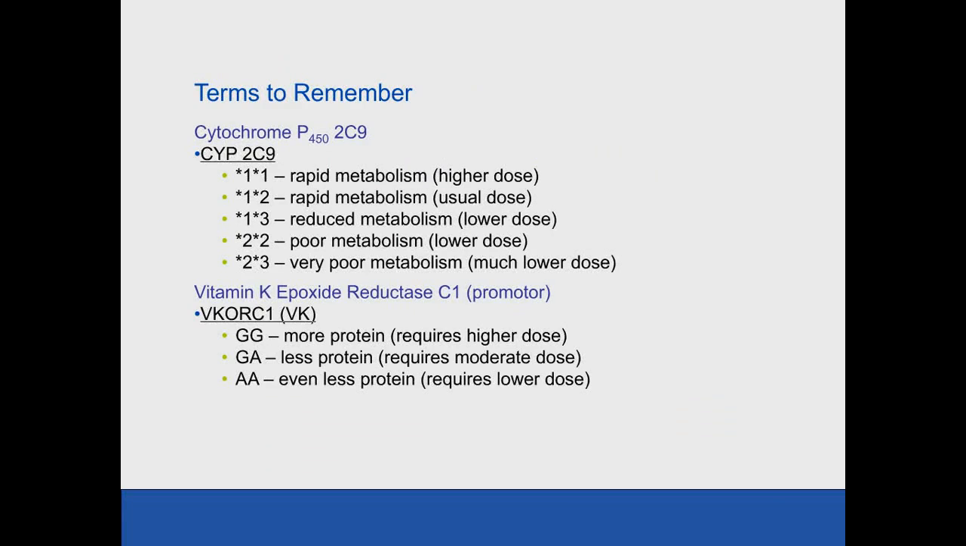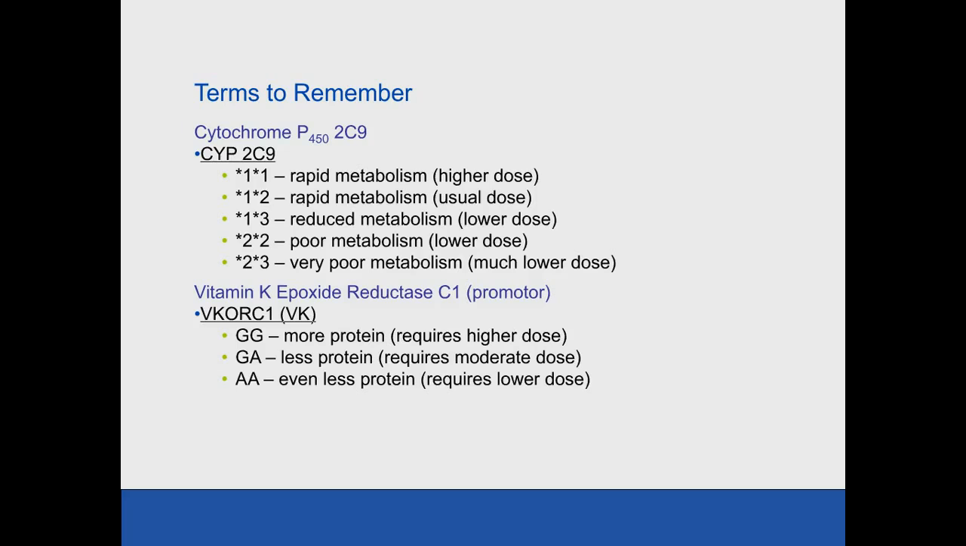So the key terms to remember is CYP2C9. If you have a homozygous star 1, that individual is a rapid metabolizer, and in fact, the rapid metabolizers may require a higher dose of warfarin to achieve significant anticoagulation. So if you have a patient with star 1, if they don't receive a higher dose, their INR is going to be too low, and that does predispose them to stroke.